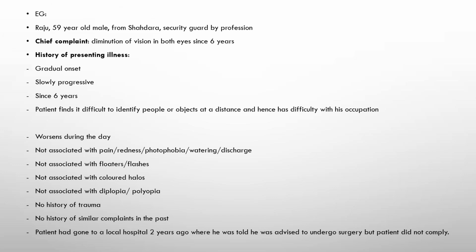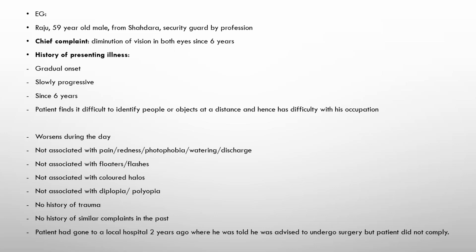I'll give you a few examples here as to how to record these. So, for example, this is a patient, Raju, who's a 59-year-old male. So it tells us that probably we'll be dealing with some diseases that are present in the elderly population. So he's from Shahadra and he's a security guard by profession. Okay. Now he's complaining that he's had diminution of vision in both eyes since 6 years. So we know that it's something that has been chronically present and it has started 6 years ago.